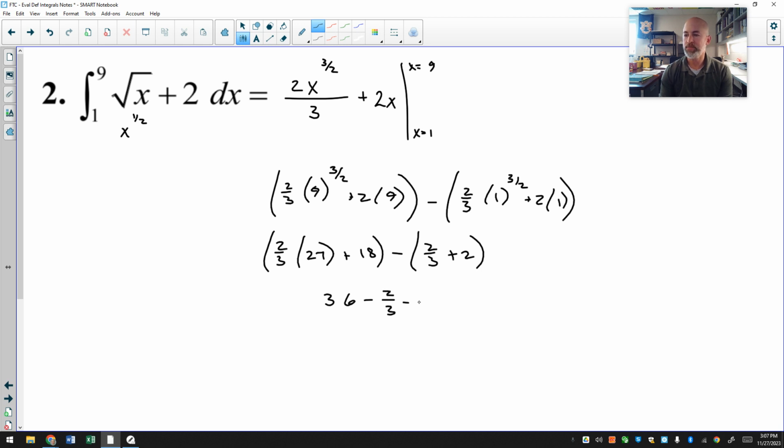And in these problems, I do not get a common denominator until I am absolutely forced to. So as long as I can combine stuff, 36 minus 2 is 34. I will combine everything that I can combine. And then when I can't do anything else, I will get a common denominator. 34 times 3 is 102. So that's 102 minus 2 all over 3, also known as 100 over 3.